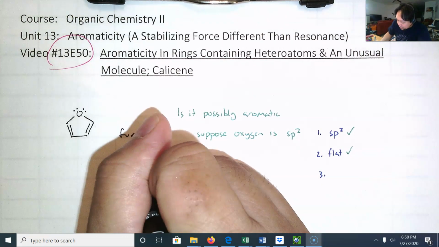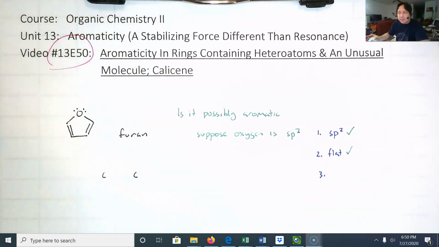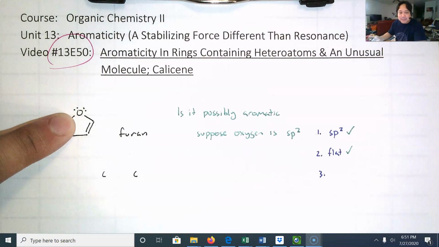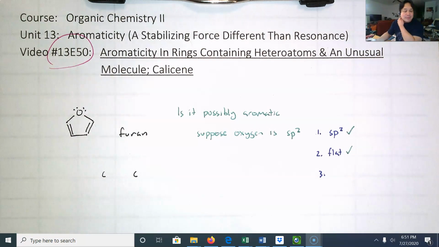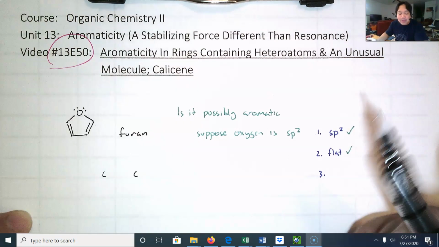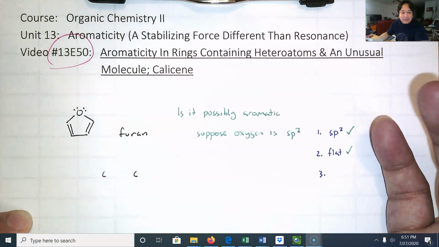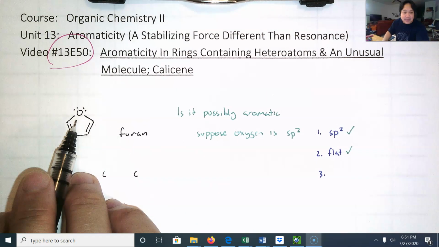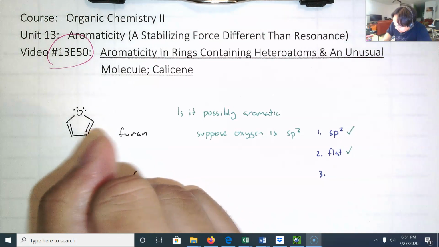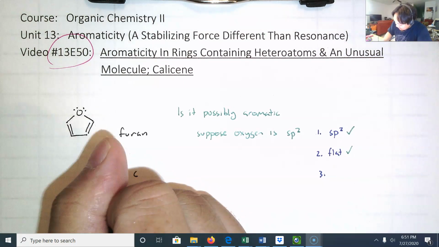Well, let me show you a picture that will help you believe that this molecule can have this oxygen as sp2, even though when we first learned about hybridization and we were counting up areas of electron density, we would have predicted that this is tetrahedral, right, sp3. But let me show you a drawing. We're going to draw furan on its side, and the best way to do that is this way.